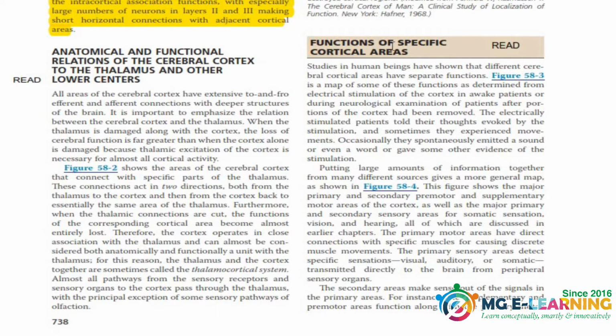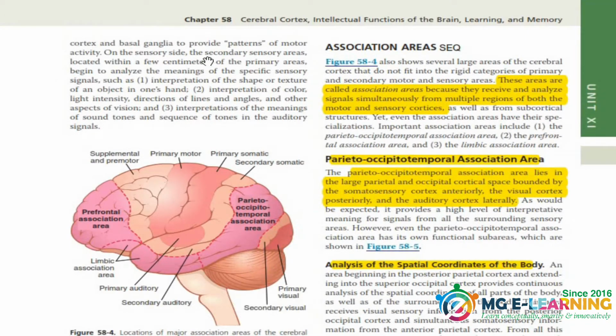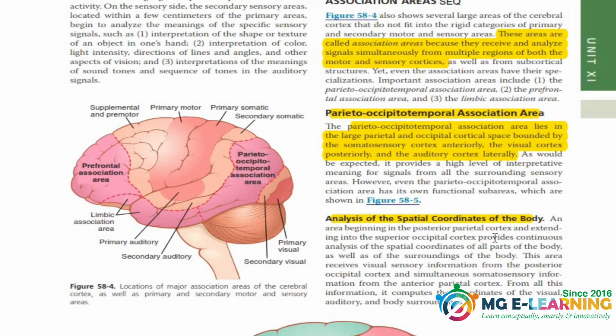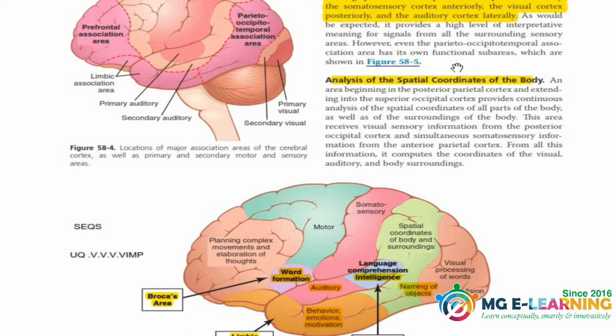Next is the functions of the specific cortical area. This topic is very important but this passage you just have to read this for your concepts. Now from here there are the functions, specific sensory functions, and this diagram is related with this association areas, and association areas are very important for your SEQs. This parieto-occipitotemporal association area, its definition and its function, spatial coordinates of the body. This is very important as a SEQ.